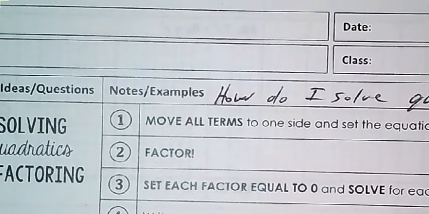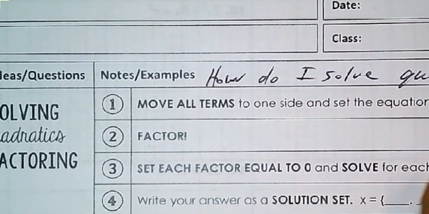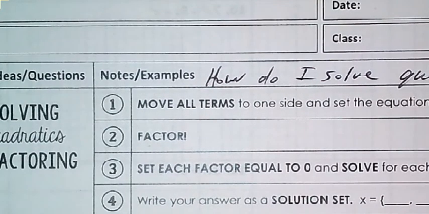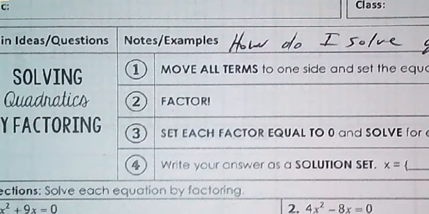Next, we're going to factor. Next, we're going to set each factor equal to 0 and solve for each x value. I'll show you a quicker way than that. And then number 4, we're going to write our answer as a solution set, where you put braces around your two solutions, because if it's a quadratic equation, it's going to have two solutions. Now, those two solutions might repeat. It's called a double root. I'm not going to be real picky about you putting your solutions inside the braces. It is the formal way to do it, but I'm not going to be real particular about that.